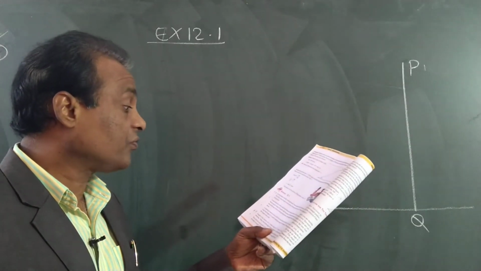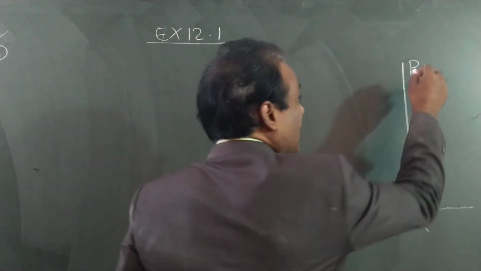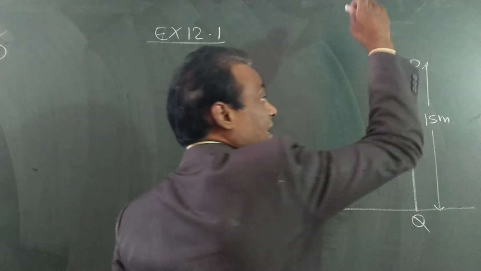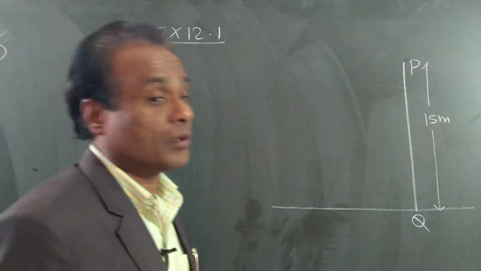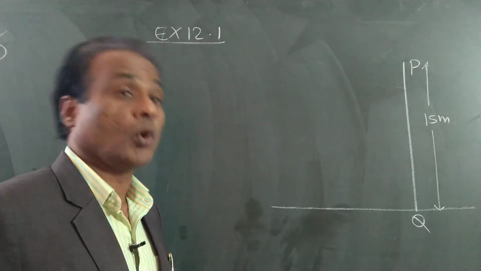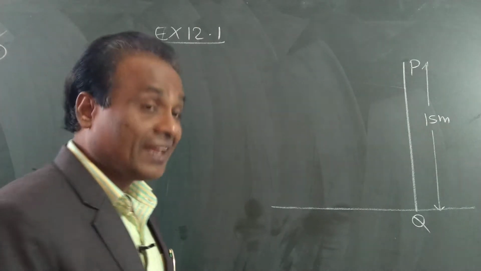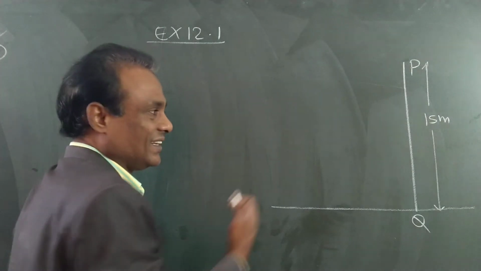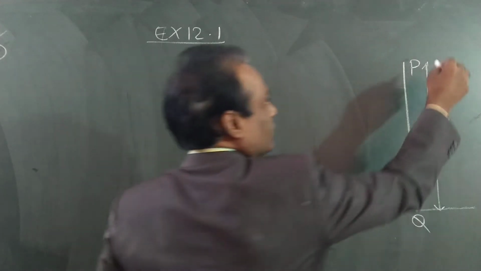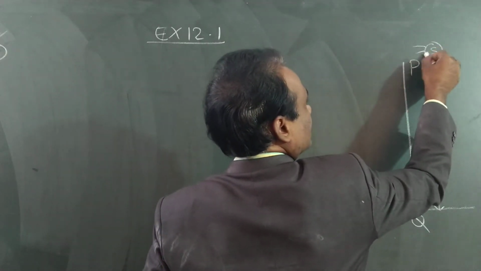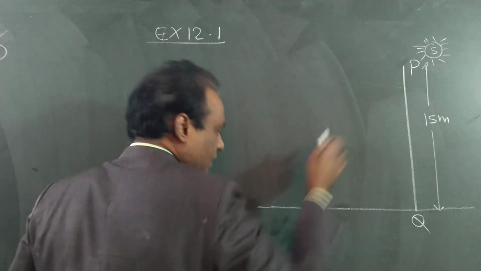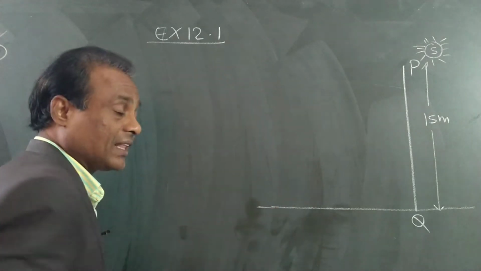Length of the shadow of a 15 meters high pole. The height of the pole is 15 meters. Its shadow will fall on the ground. No? Where will be the shadow of this pole? Suppose this is the sun, so the shadow will be on the ground.